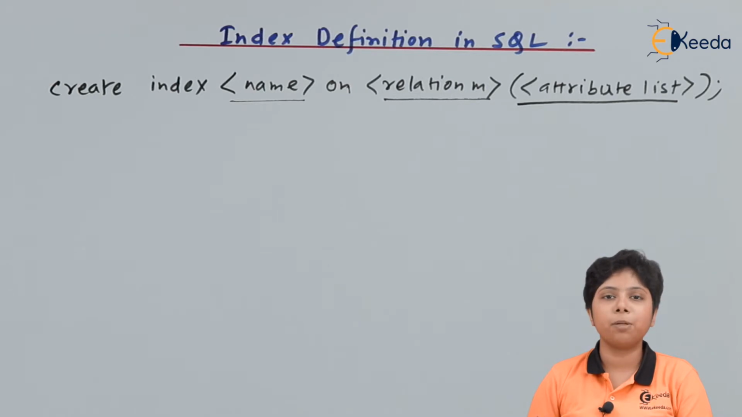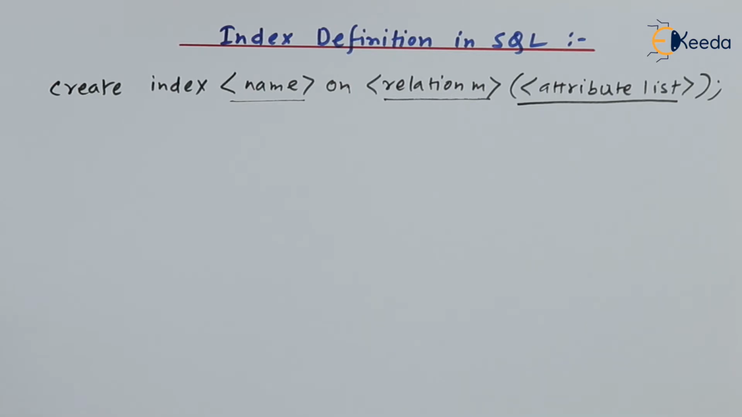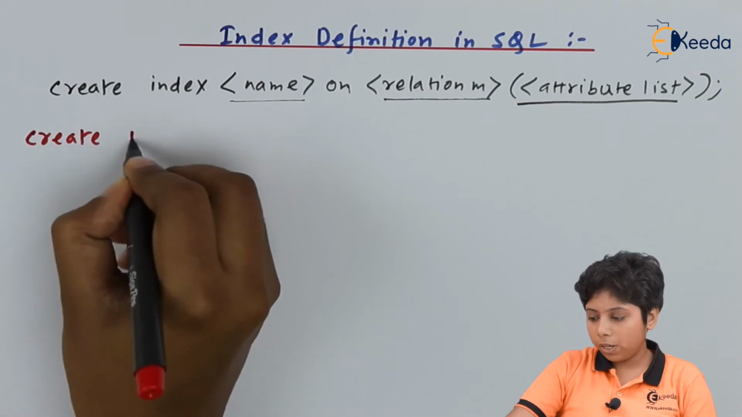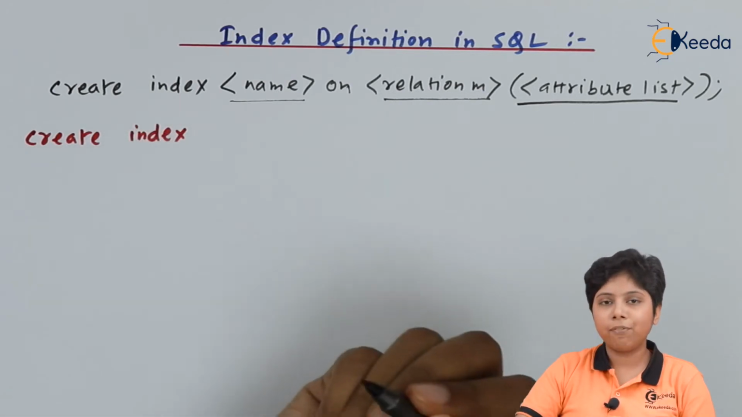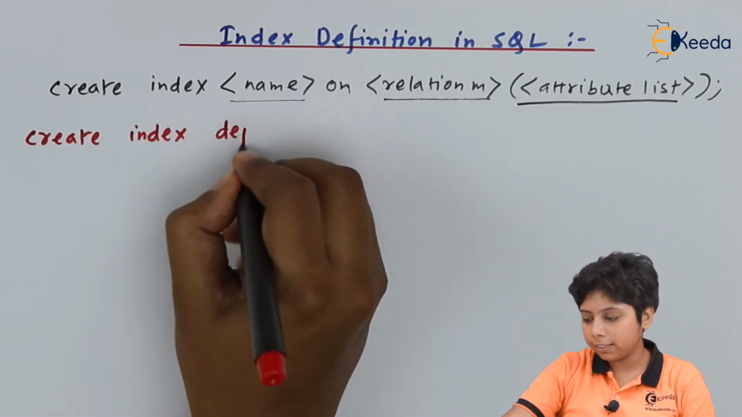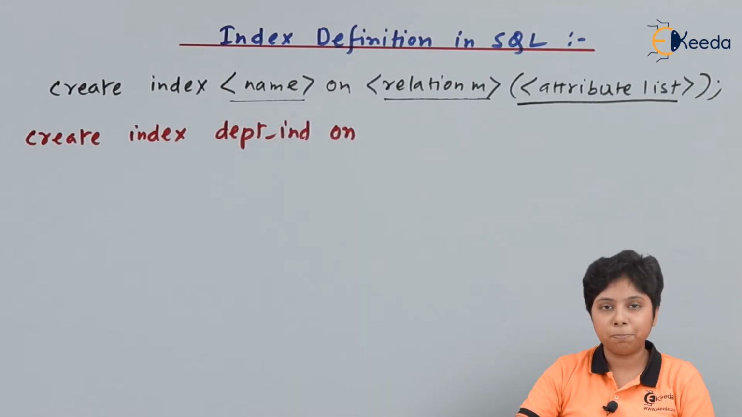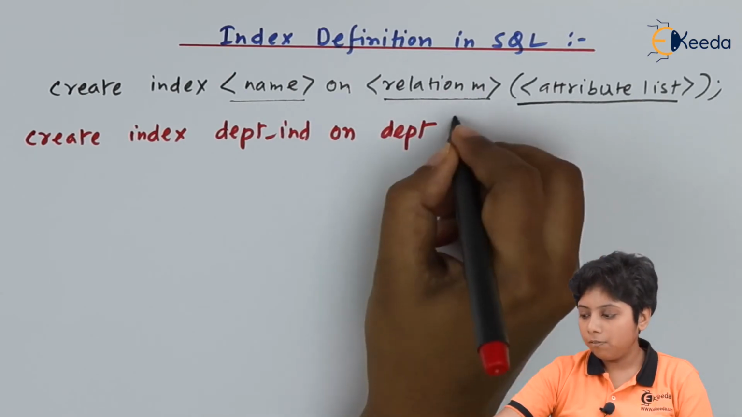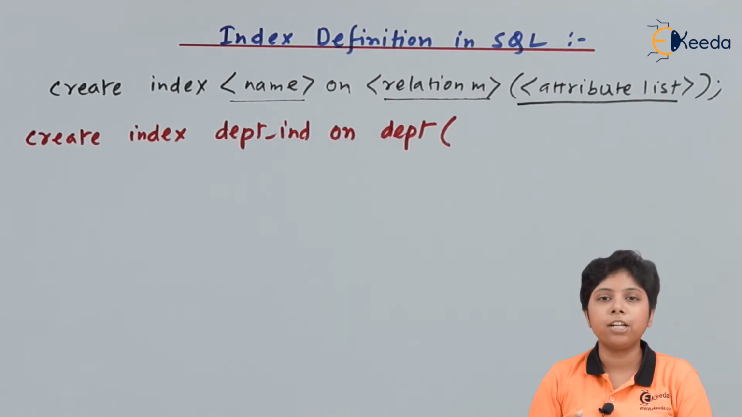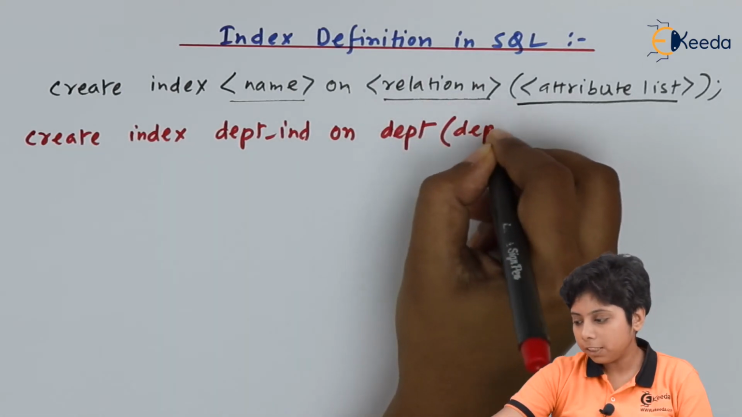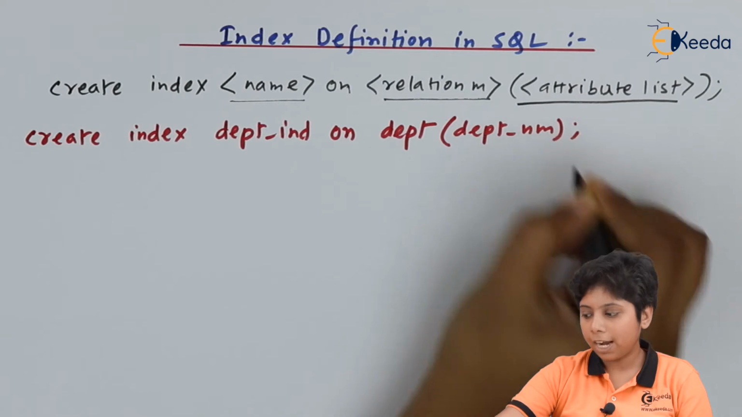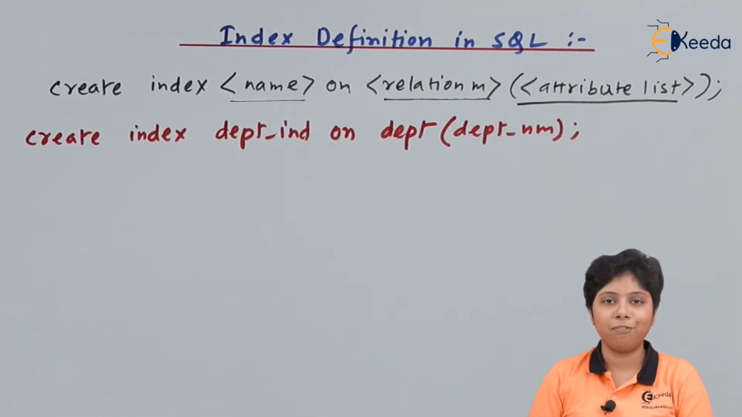Now we can write the proper query as create index, then we use the name department index on the relation department, followed by the attribute list. Here there is only one attribute, so we name one. If there is more than one attribute, then we separate them by commas. So the department name is my attribute for the search key or the indexing field.